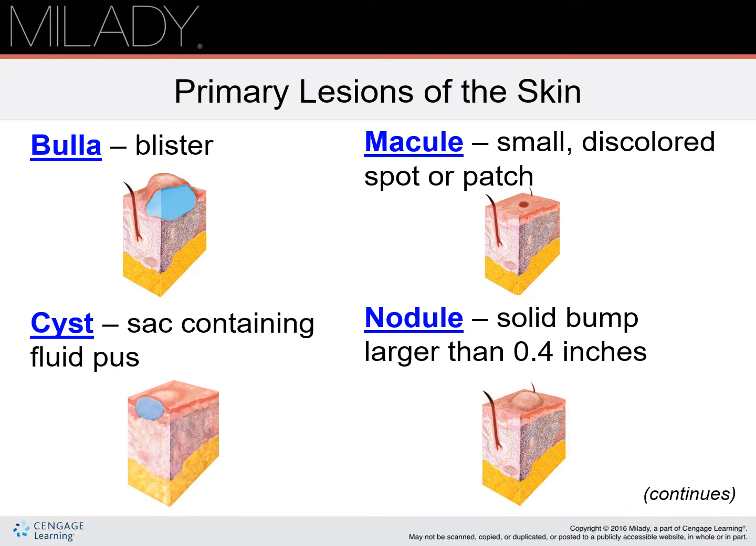Next up, we have a picture of a macule. A macule is a flat spot or a discoloration on the skin. A nodule. That is a solid bump larger than 0.4 inches that can be easily felt. It also requires a medical referral.